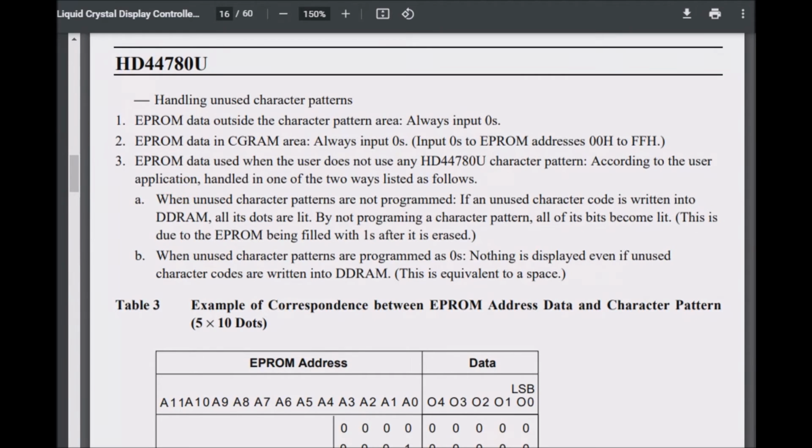A. When unused character patterns are not programmed. If an unused character code is written into DDRAM, all its dots are lit, because the character pattern is not programmed and all of its bits become lit. This is due to the EEPROM being filled with ones after it is erased. When unused character patterns are programmed as zeros, nothing is displayed even if unused character codes are written into DDRAM. This is equivalent to a space.